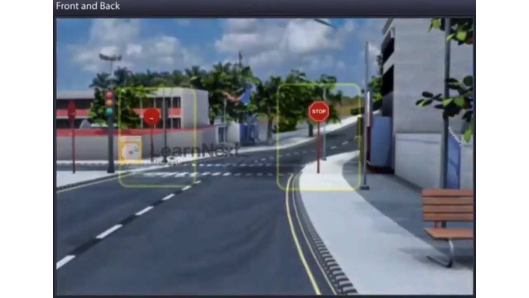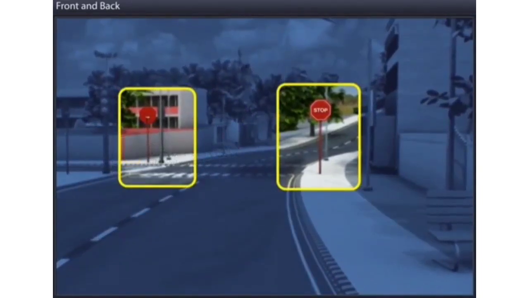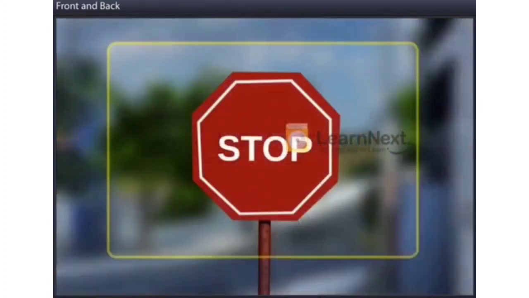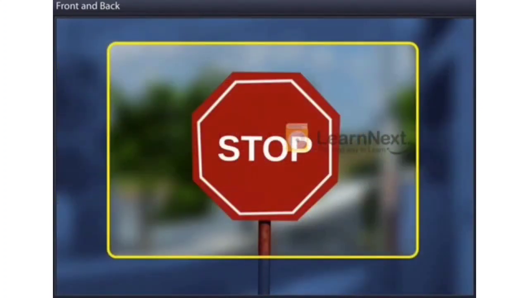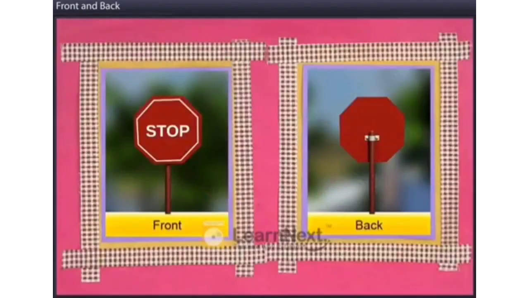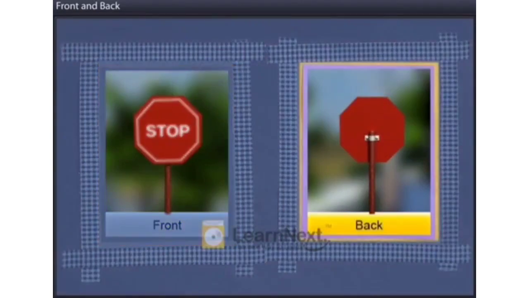Oh, I can also see signboards near the school. This is the front side of the signboard. And now see the signboard? This is the back side of the signboard. This is the front and that is the back side of the signboard.